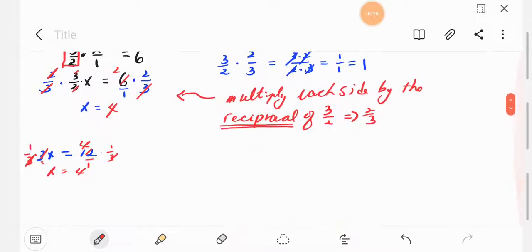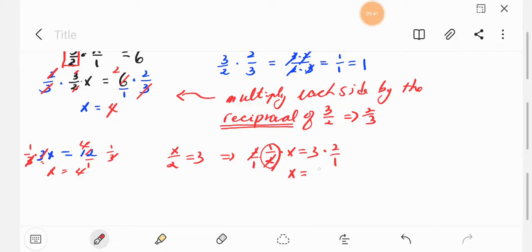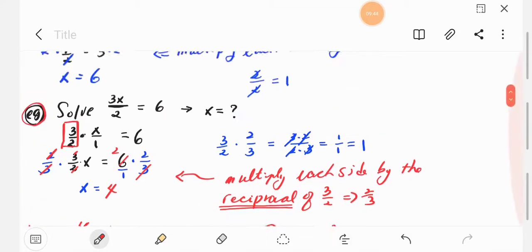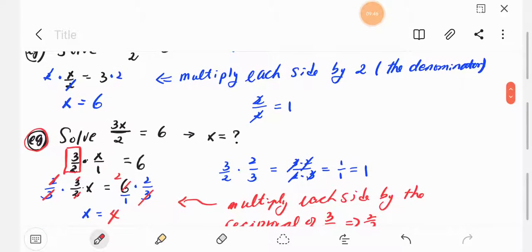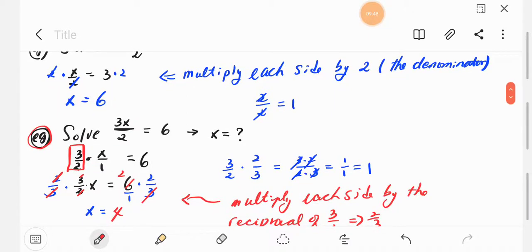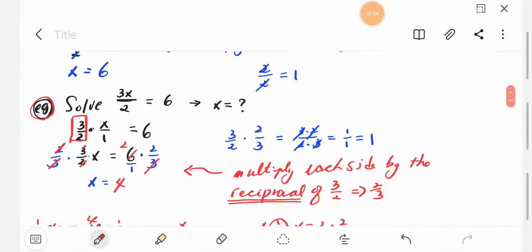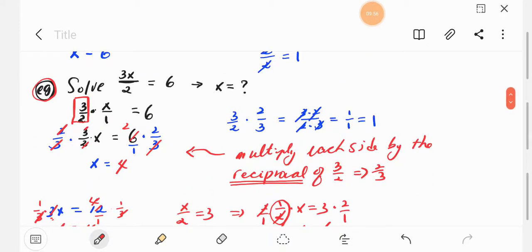X over 2 equals 3. Then this one is the same as 1 over 2 times x equals 3, right? So what is the reciprocal of 2? That is 2 over 1. So multiply 2 over 1 on each side. Then you can cancel out 2. So x is equal to 6. So we get the same answer, right? So if x is multiplied by a number, whether it is just a number or a fraction, just multiply each side by the reciprocal of the number.